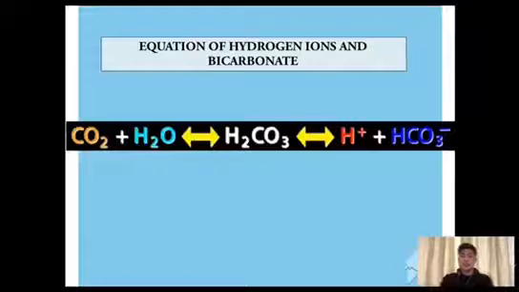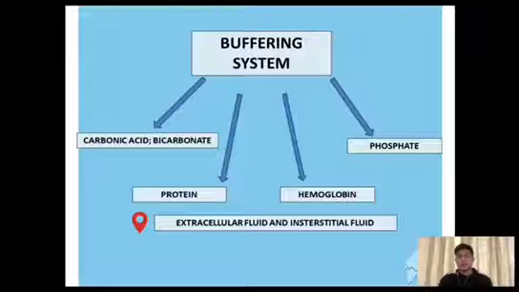So this equation will be important throughout this part. So first, we have the buffering system, the carbonic acid bicarbonate. So what happens here, if the pH level is too low, it forms carbonic acid. If it is too high, it forms the bicarbonate.